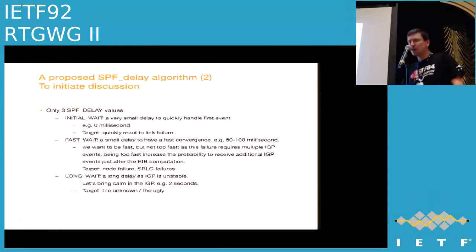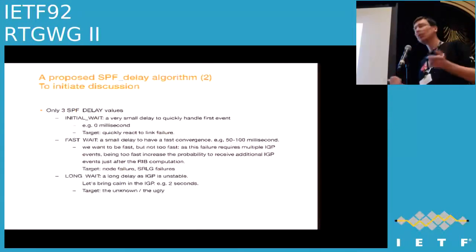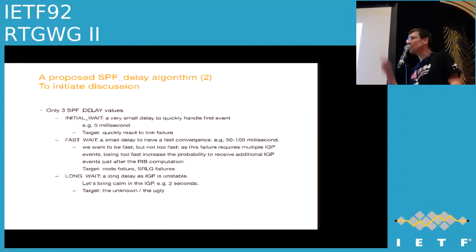The third timer value is long wait. So here we target basically the unknown. We are not in a link failure condition. We are not in a node or SRLG failure condition. So apparently it's a bigger failure. We don't know it. So we want to be safe, and we have a long value, could be 2 seconds. So three different values only.